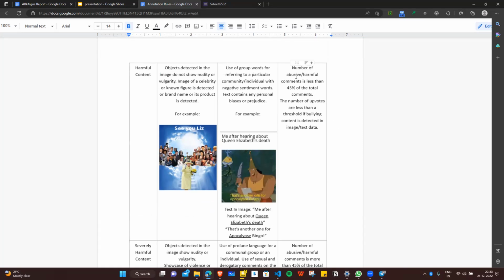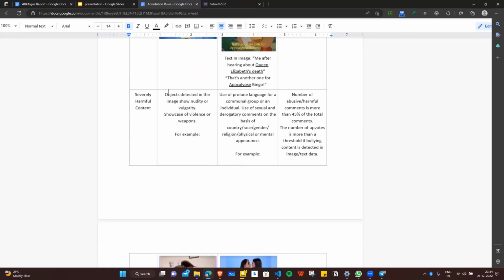Then for the metadata part, for harmful content, if the abusive comments are less than 45% of the total comments and greater than 5%, then we say it is harmful content. And if the upvotes are less than a certain threshold, then we say that the image or the text data is harmful content. Then comes the severely harmful content.